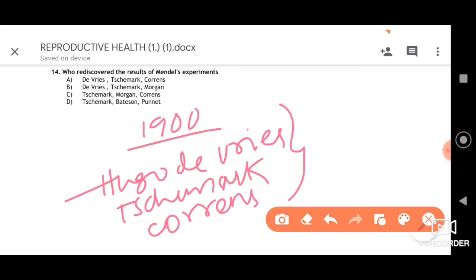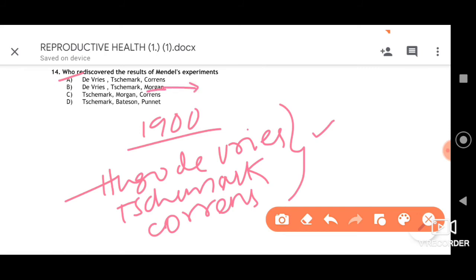Genetics has advanced today to such an extent that these works are noteworthy to remember. Because of this rediscovery, today genetics is to this extent. Further, dear friends, these 3 you have to match. So among the given options, option A itself is correct. But in option B, they have included Morgan.